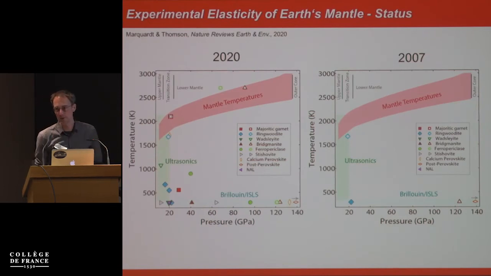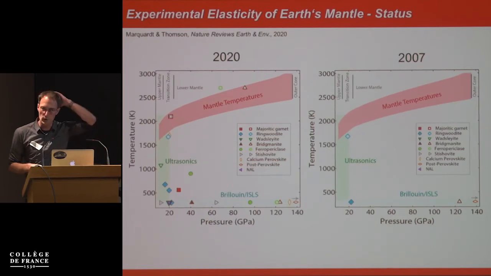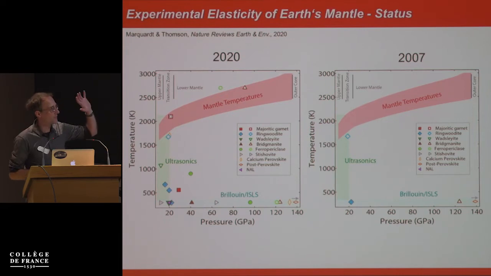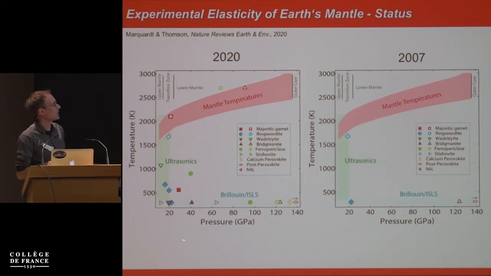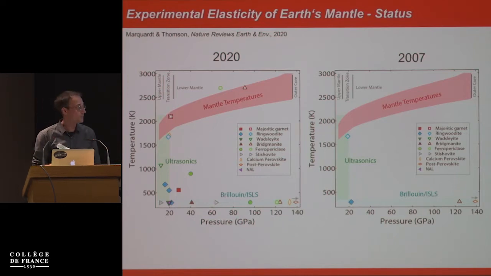So where are we with these kinds of experiments? This is a summary that focuses on the transition zone and the lower mantle, so the majority, volumetrically speaking, of the Earth's mantle. It gives you, in temperature and pressure space, the maximum conditions that have been reached for the major mineral phases of the mantle, for single crystals as solid symbols and for polycrystals as open symbols.